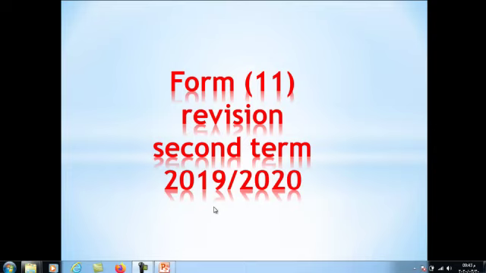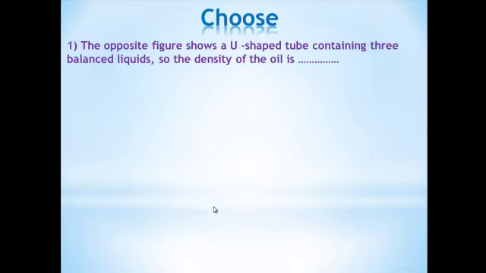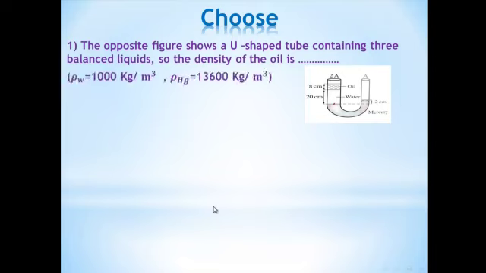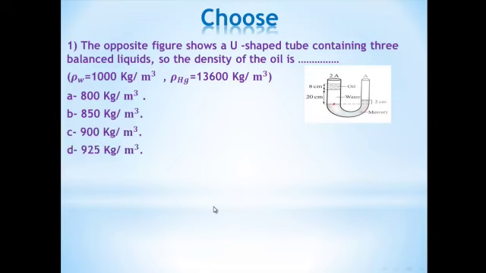Form 11, revision, second term. Choose. The opposite figure shows a U-shaped tube containing 3 balanced liquids. So the density of the oil is: A, 800 kilogram per cubic meter; B, 850 kilogram per cubic meter; C, 900 kilogram per cubic meter; D, 925 kilogram per cubic meter.